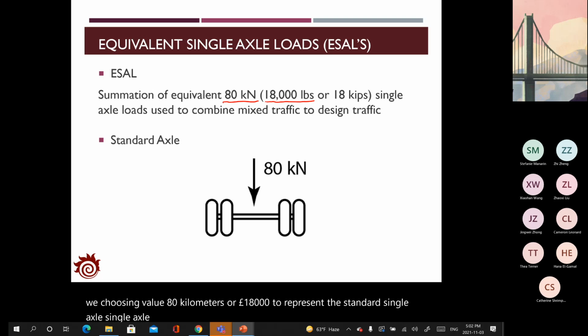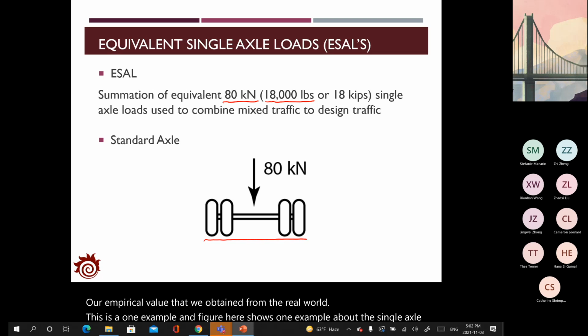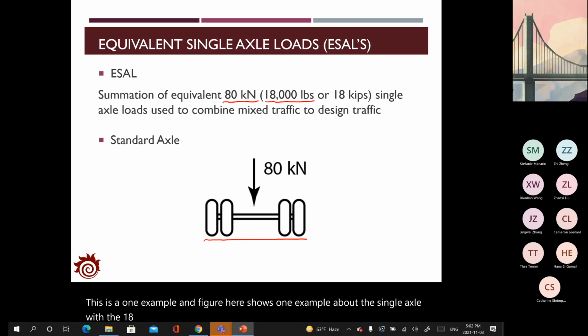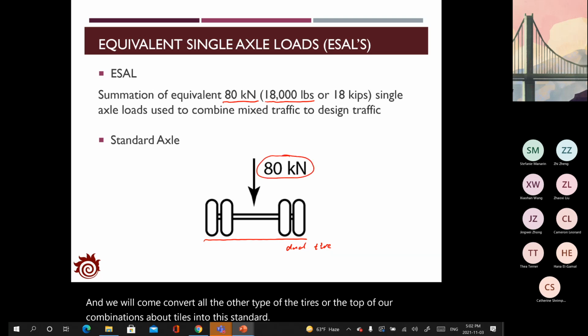This is one empirical value that we obtained from the real world. The figure here shows one example about the single axial with the 80 kilonewton, and this one is considered to be in the dual tire, and we will convert all the other types of tires, all the types of combinations about tires, into this standard load.